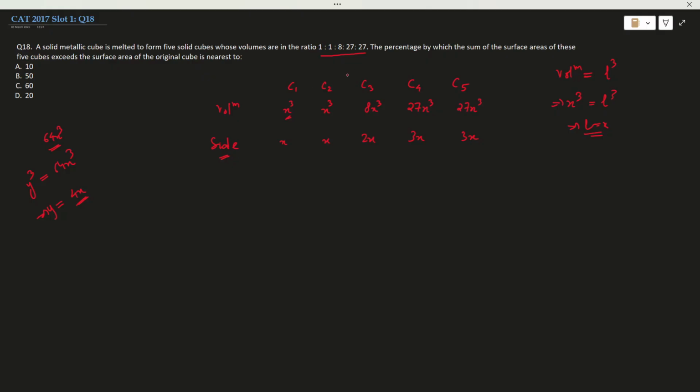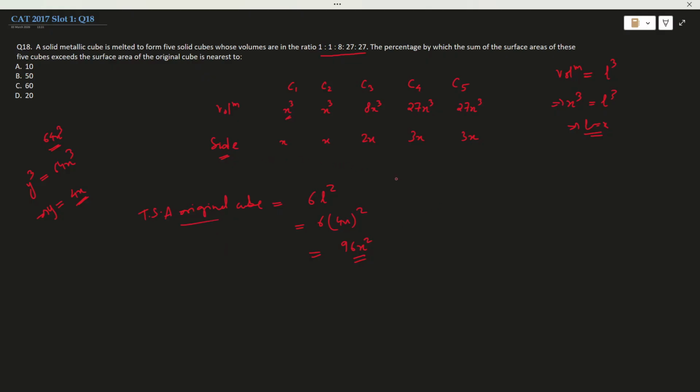That means, so what is the surface area? Total surface area of the original cube will be 6 times L square, right? Length square. There are 6 faces, and each face of a cube is a square. And what is the area of a square? Side square. And how many faces are there? 6 faces. So 6 into side square. So what is L? L is basically 4x, and you square it. So 4 square is 16. 16 into 6 is 96. So 96x square is the total surface area of the original cube.